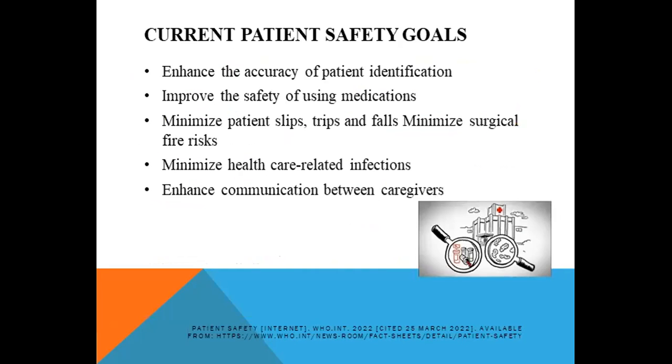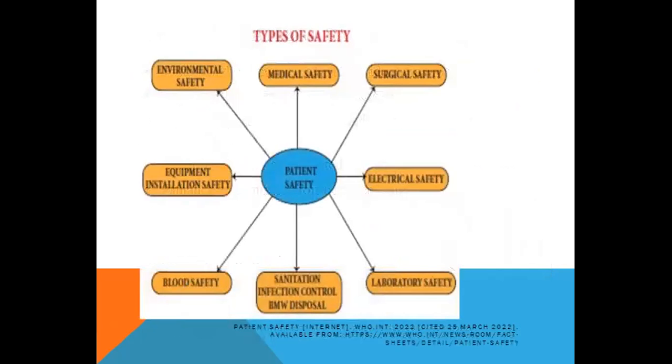Now, current patient safety goals. They enhance the accuracy of patient identification, improve the safety of using medication, minimize patient trips and falls, minimize healthcare-related infections, and enhance communication between caregivers. Types of patient safety include medical safety, surgical safety, electrical safety, laboratory safety, sanitation, infection control safety, blood safety, equipment installation safety, and environmental safety.